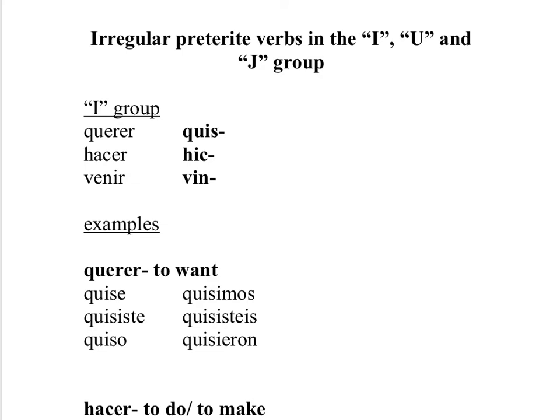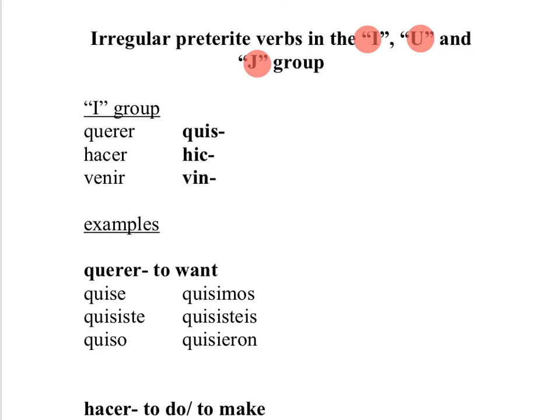Hoy vamos a hablar sobre el pretérito irregular, the irregular preterite verbs. We're going to categorize them into three groups. We've got the I group, the U group, and the J group, and we'll see what that means in a minute.